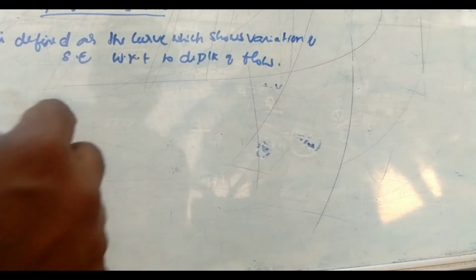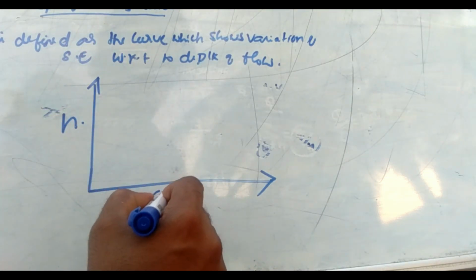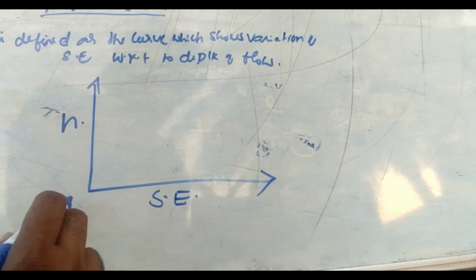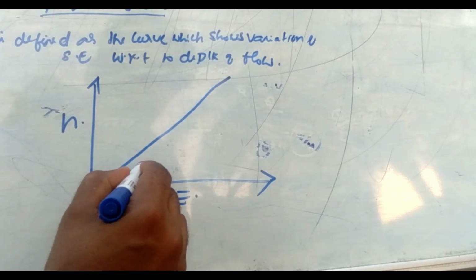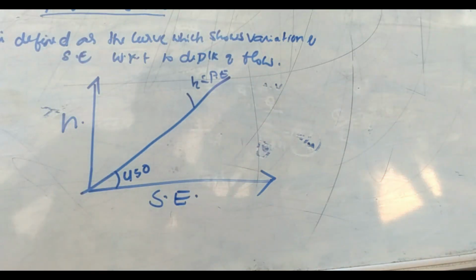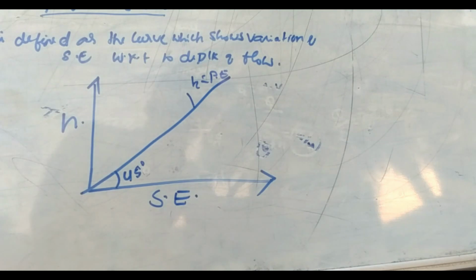So we should draw two axes. One is h and another one is specific energy. Here specific energy is directly proportional to h. It will start from the origin, and it means when specific energy changes, height also changes. I will draw it starting from the origin at a 45 degree angle. This line is h, which is equal to potential energy P.